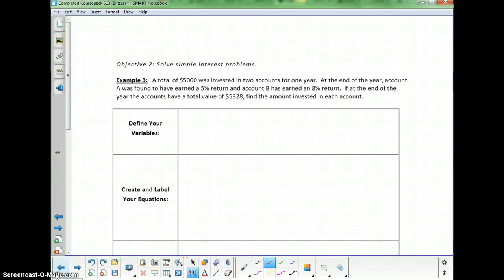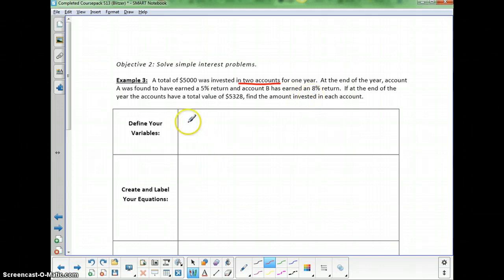In the next example, we've got a total of $5,000 that was invested in two accounts for a year. So I know that there are two accounts. At the end of the year, account A was found to have earned a 5% return, and account B earned an 8% return. If at the end of the year the accounts have a total value of $5,328, find the amount invested in each.